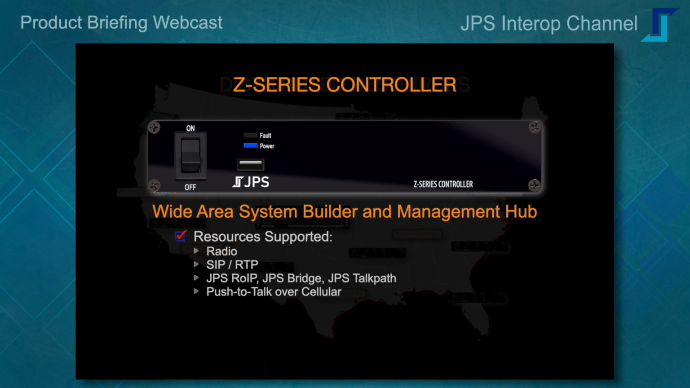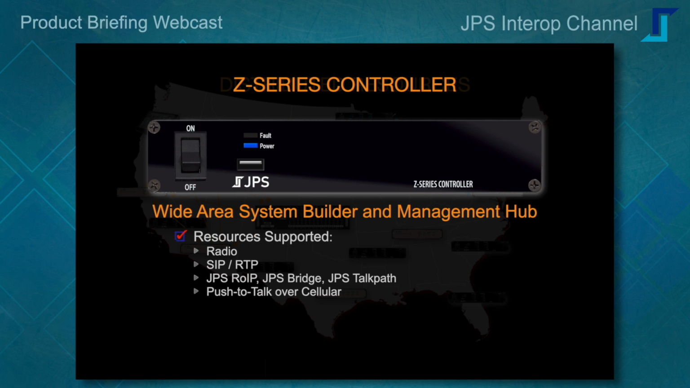Some of the resources that we support, obviously radios are important. We got one of the most protocol agnostic interfaces on the market. We can support 4-wire devices, full duplex, high or low impedance. And we can also support standard-based protocols such as SIP or RTP, so we can support VoIP telephony. We can support JPS, our standard RoIP, JPS RoIP bridge protocols, as well as a feature set that we've just recently added called Unity. But we'll talk about Talkpaths here in a moment.